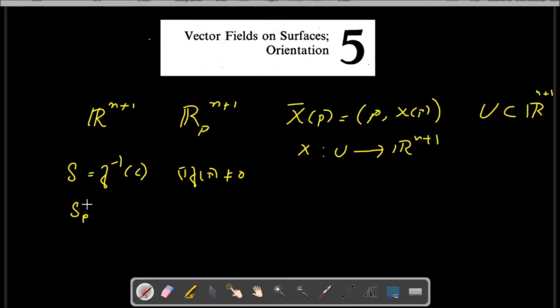S_p perp represents the span of del f of p. Only one vector combination will come in S_p perp. So S_p will come as del f of p perp, on the opposite. So these much things we have learned already.